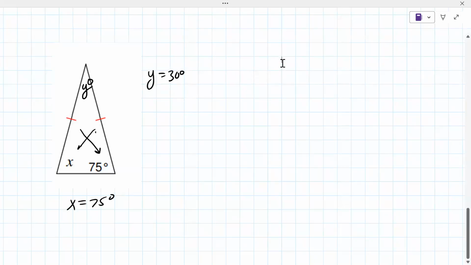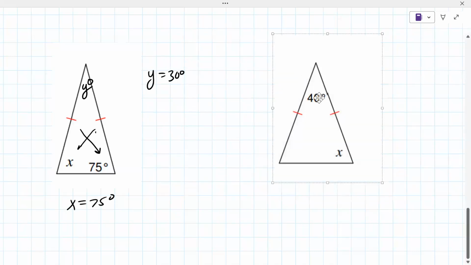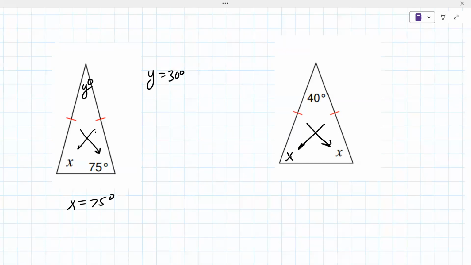The other style of problem you'll see is where they give you what's not the base angle, but these two base angles are the same. That's called the vertex angle. What is this other base angle here? Is it 40 or is it X? It's not 40. It's X. So what do the three angles add up to in the triangle?